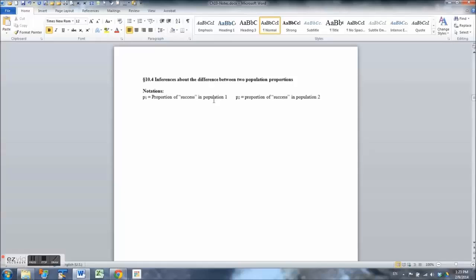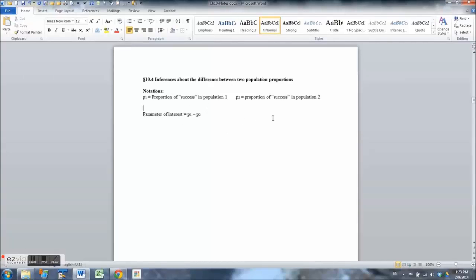So we have the first population, and P sub 1 is the proportion of successes in the first population. So it's either success or failure, binary data. And the second population, the same success, the proportion is P sub 2. So we have P sub 1 from population 1, P sub 2 from population 2. So our parameter of interest is the difference in the two proportions.